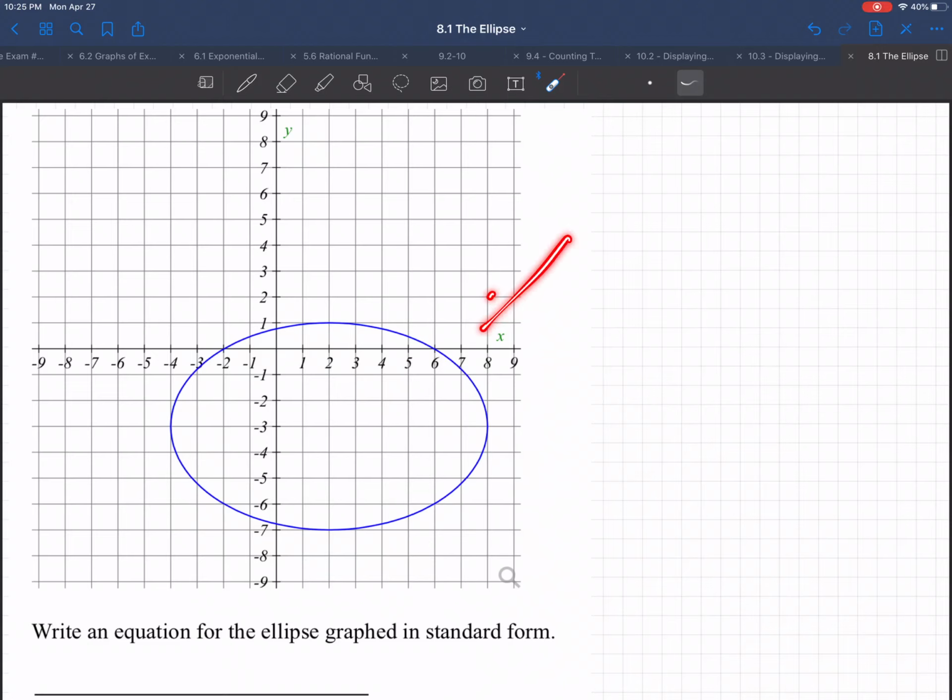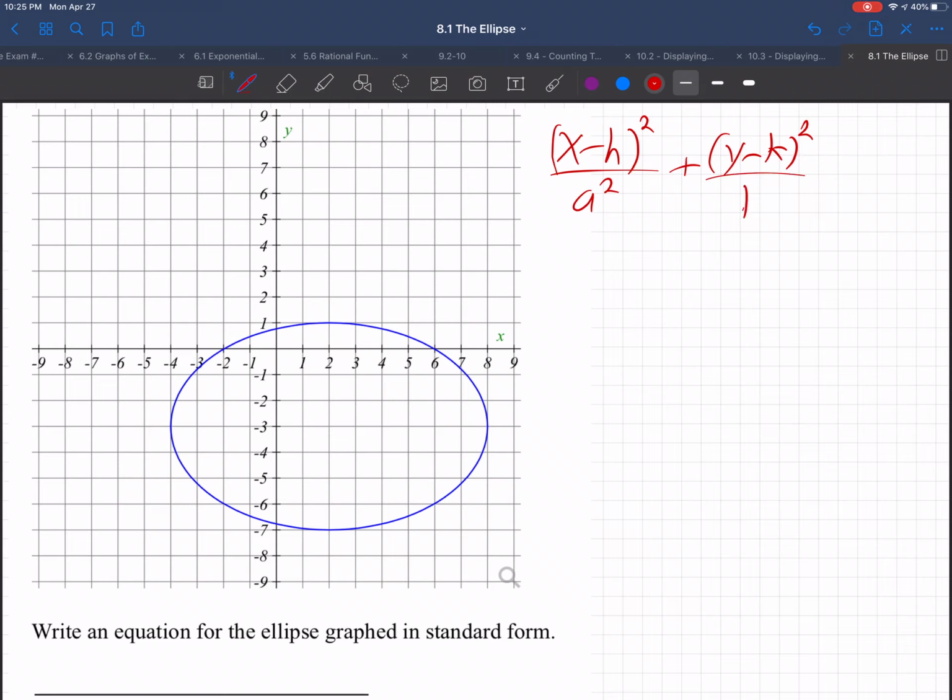Well, this one gives us the picture of an ellipse, and they say write an equation for the ellipse graphed in standard form. So they want me to write an equation for that ellipse. So you know the general form of an equation for an ellipse: (x minus h) squared over a squared plus (y minus k) squared over b squared equals 1. We always have 1 on the right side. So there's the general form.